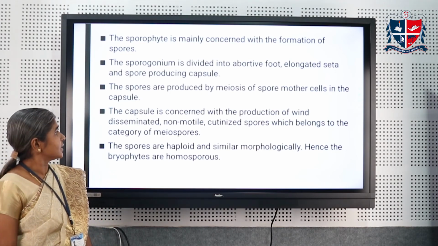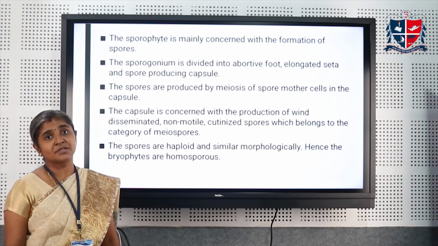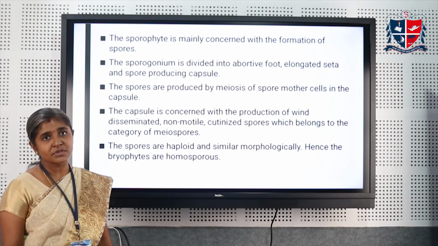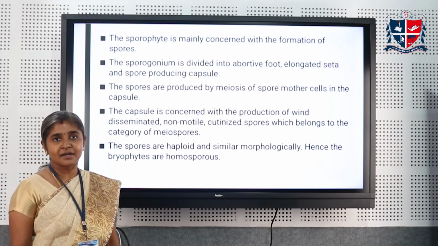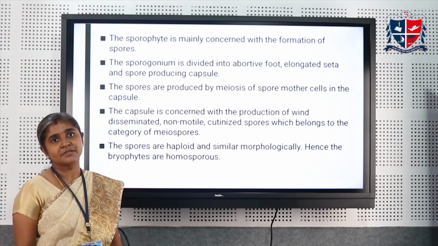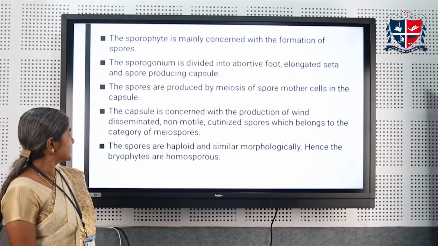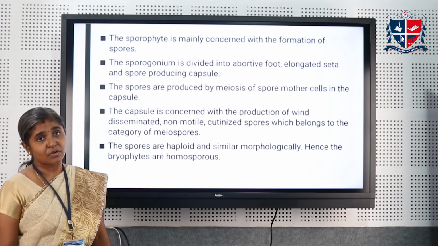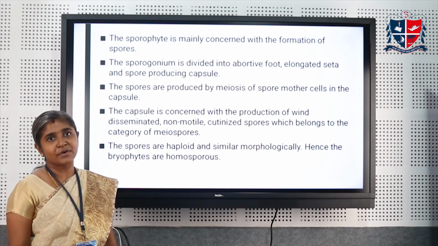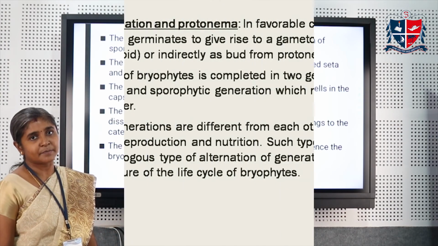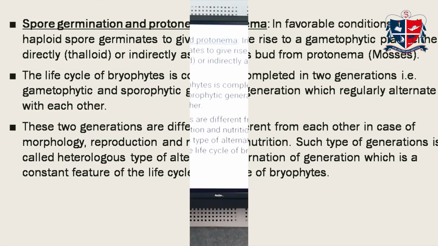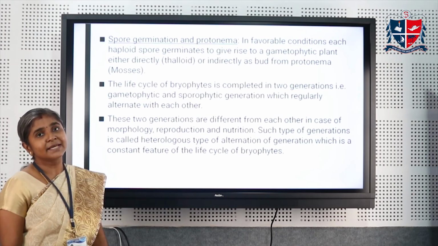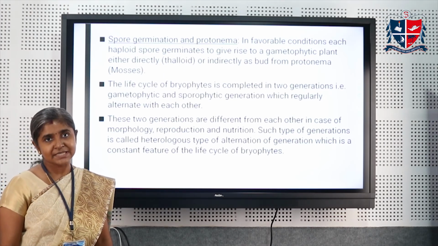The capsule produces non-motile cutinized spores by the process of meiosis. The spore mother cells undergo meiosis and haploid spores are produced. These spores are similar in morphology and hence bryophytes are homosporous. Now these spores, when they find favorable conditions, germinate and they give rise to the gametophytic generation.